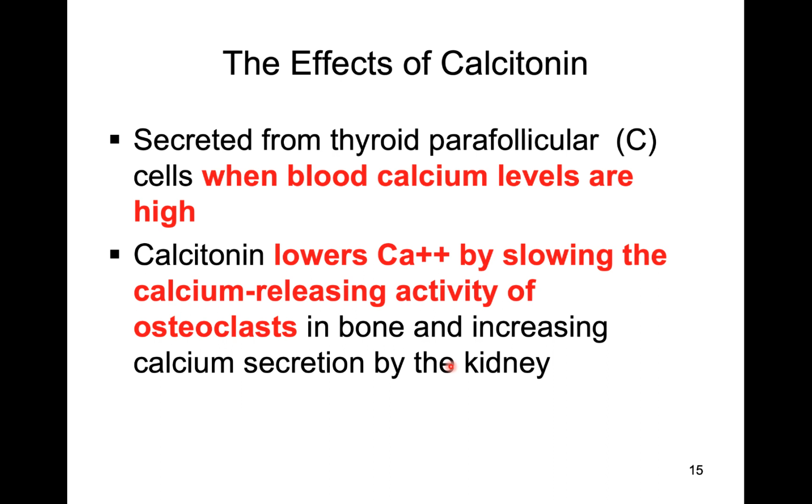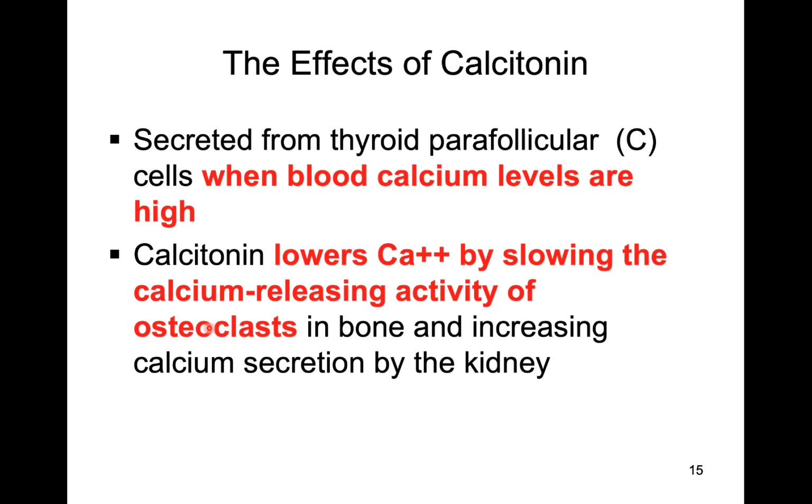Calcitonin, however, has a very different function. Calcitonin's job is to essentially lower your blood calcium levels. You only make this hormone when your blood calcium levels are too high. So, if your blood calcium is too high, your thyroid gland will produce calcitonin, and calcitonin is a hormone that helps clear your blood of some calcium. How does it do this? Well, it slows down osteoclast activity.